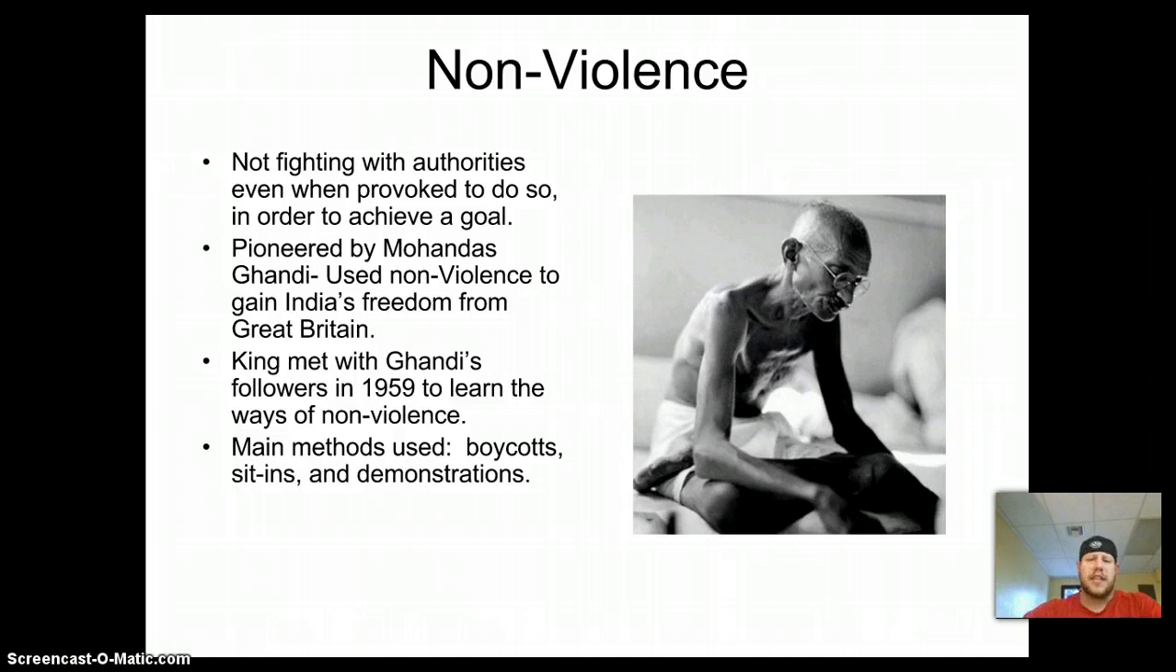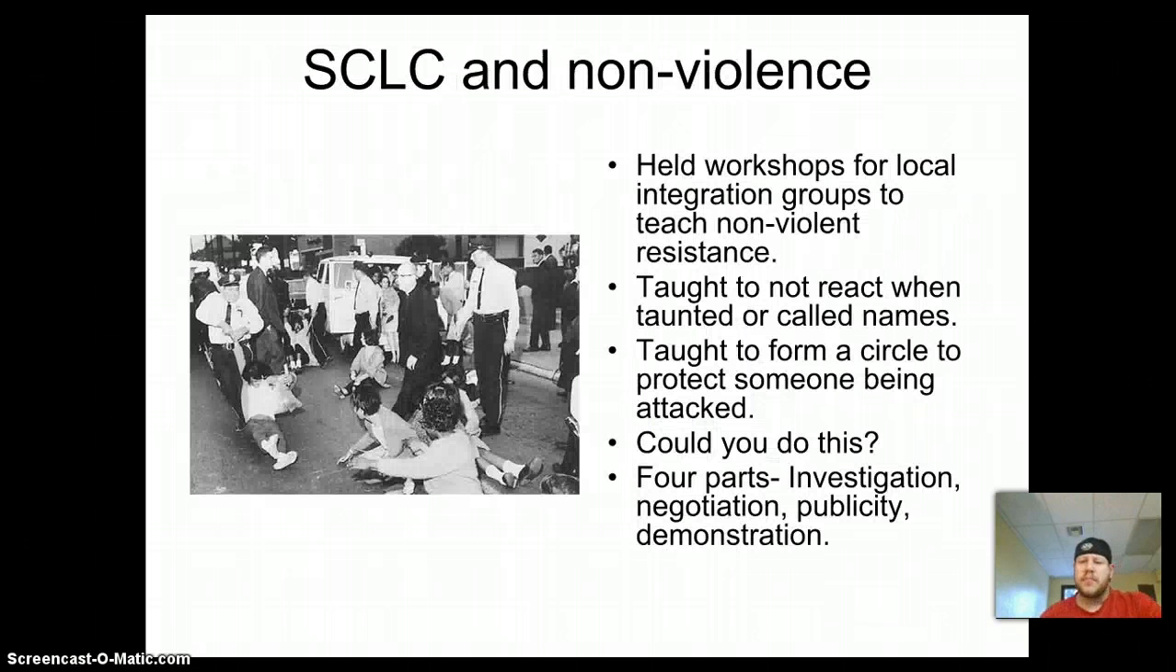And King actually got to meet with Gandhi's followers and learn more about how to do nonviolence. I mean, these included boycotts and sit-ins, peaceful demonstrations, and how they're going to do these methods. What the SCLC did is they basically led workshops for local groups. So they had their big national group. They went to all these different little towns all around the place and taught them nonviolent resistance, okay?